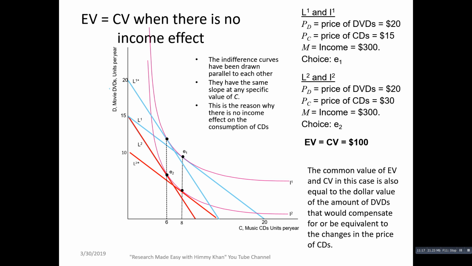So in both cases, compensating variation and equivalent variation are equal to $100, and they are equal. The common value of equivalent variation and compensating variation in this case is also equal to the dollar value of the amount of DVDs that would compensate for or be equivalent to the changes in the price of CDs.